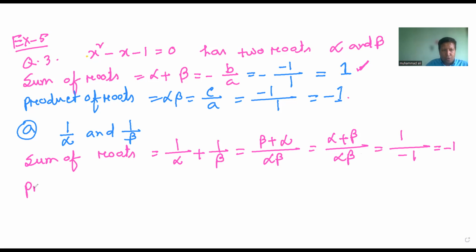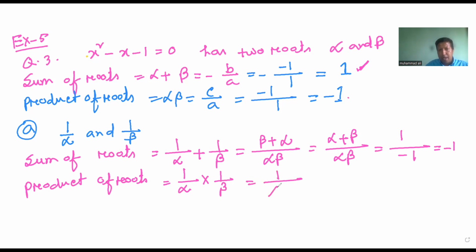And the product of roots: 1 by alpha multiplied by 1 by beta. So it will be 1 by alpha beta. So the alpha beta value we will get from here. It will be 1 by minus 1, so it will be minus 1.